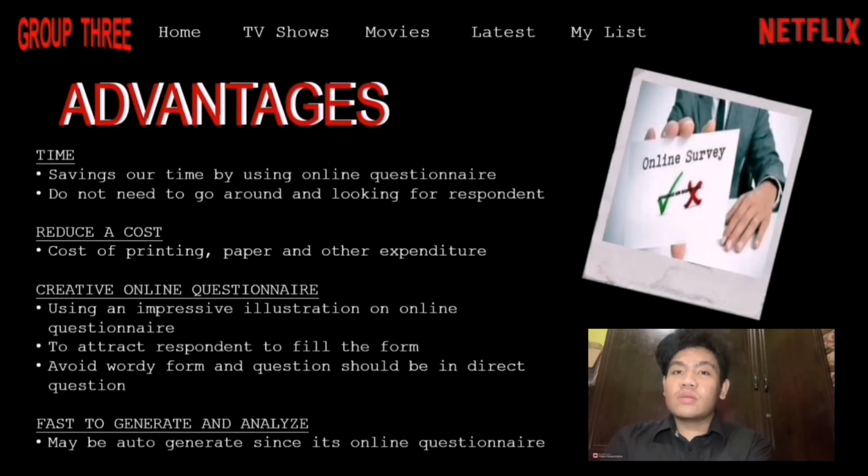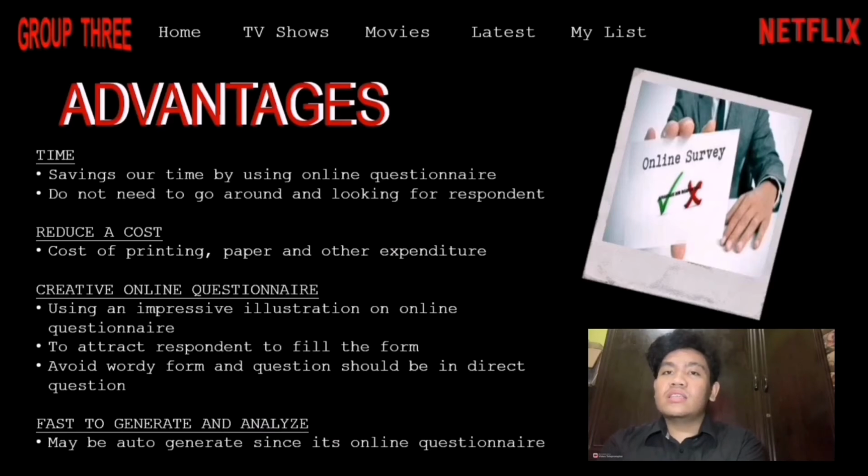I would like to talk about the advantages of online questionnaires. There are a few benefits of using an online questionnaire. The first one is time, whereby we can save our time since we are living in the 21st century, so everything is on social media. Hence, we don't need to go around looking for respondents for our research, since we are in the COVID-19 pandemic and everyone doesn't want to bear the risk of getting affected by the disease.